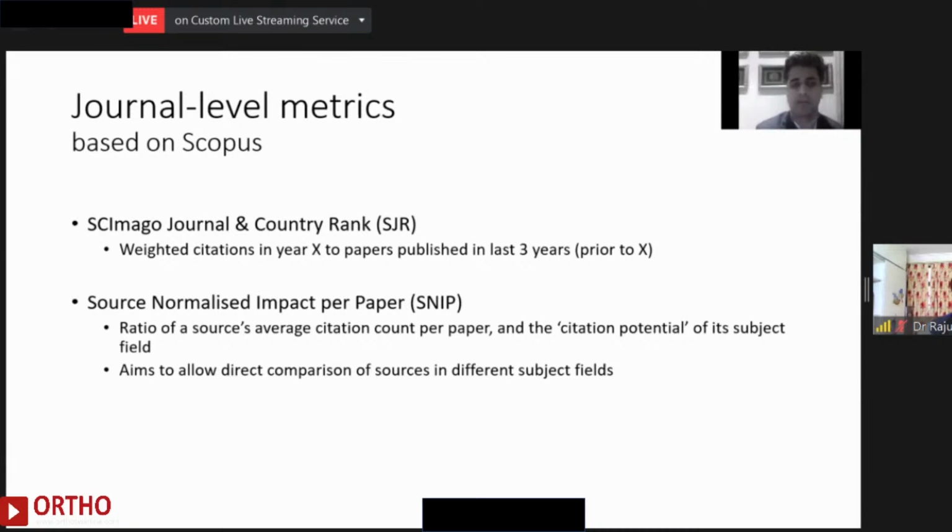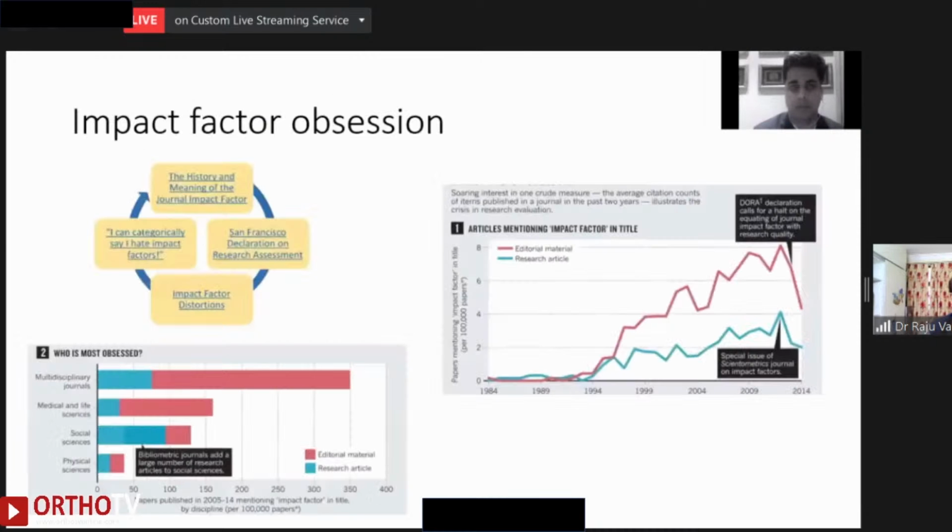You also have something called the source normalized impact per paper, which is the ratio of the source average citation count per paper and the citation potential of that particular subject field, because many times you have different subject fields which are more discussed and more cited. For example, basic sciences are more cited in most scientific journals by authors writing on various topics.